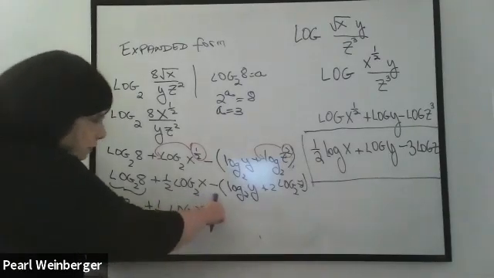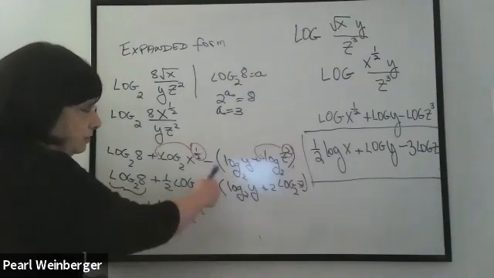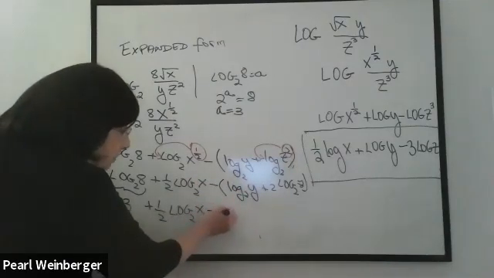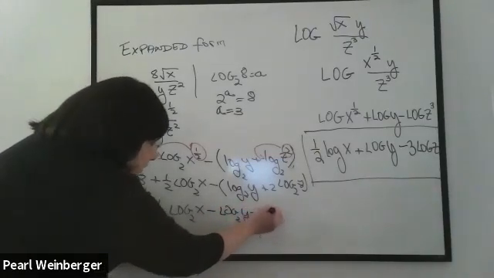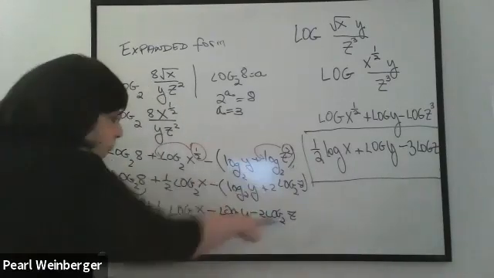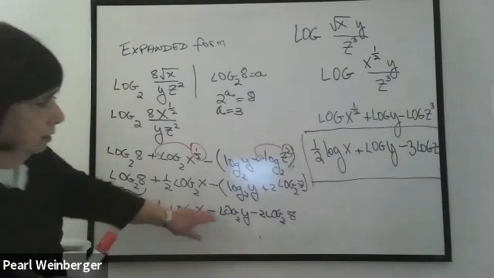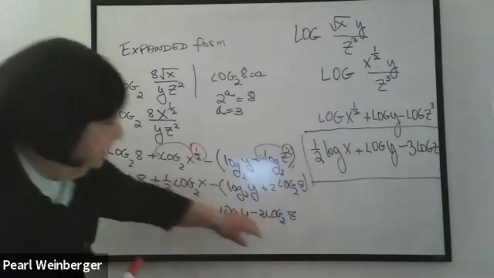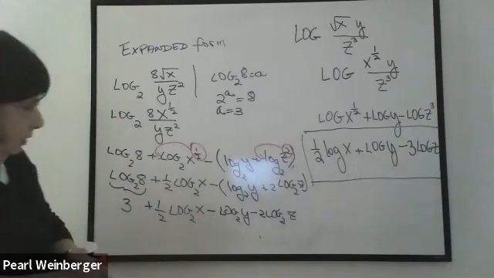And if I wanted to, I could leave this in parentheses, or I could remove the parentheses by thinking of this as a -1 and distributing the negative, saying minus log base 2 of y minus 2 log base 2 of z. Again, it could be left in the parentheses, or the negative can be distributed. But don't forget, this 2 log base 2 of z is also in the denominator, so it also had to be part of what we were subtracting.